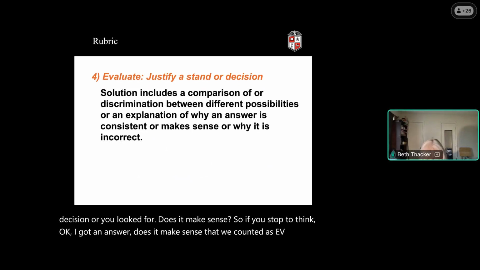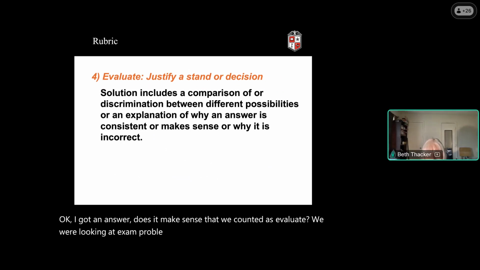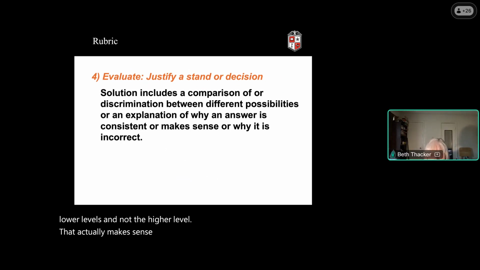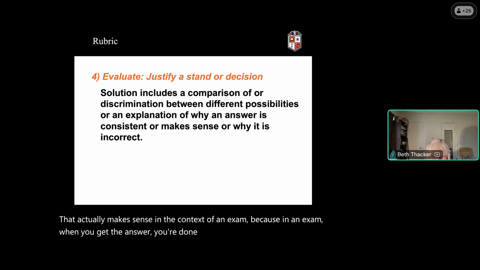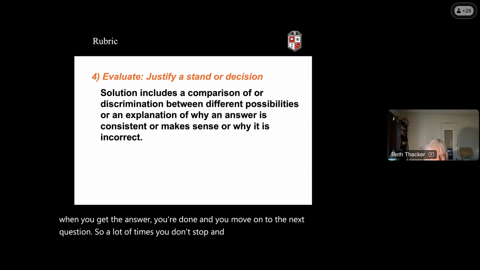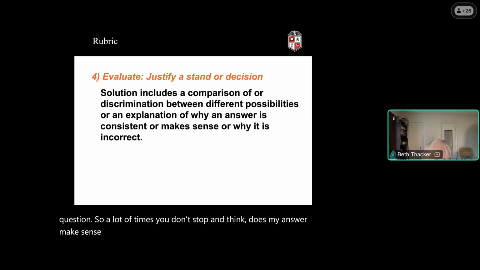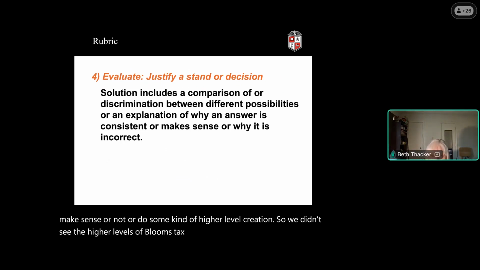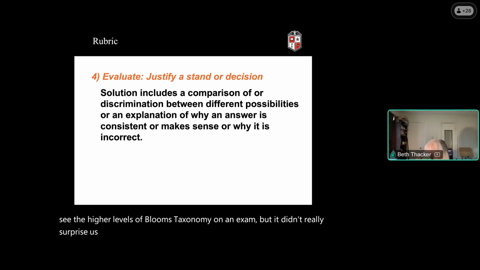We were looking at exam problems, and the fact that we saw basically the lower levels and not the higher levels actually makes sense in the context of an exam, because in an exam, when you get the answer, you're done and you move on to the next question. So a lot of times you don't stop and think, does my answer make sense or not, or do some kind of higher level creation. So we didn't see the higher levels of Bloom's taxonomy on an exam, but it didn't really surprise us.